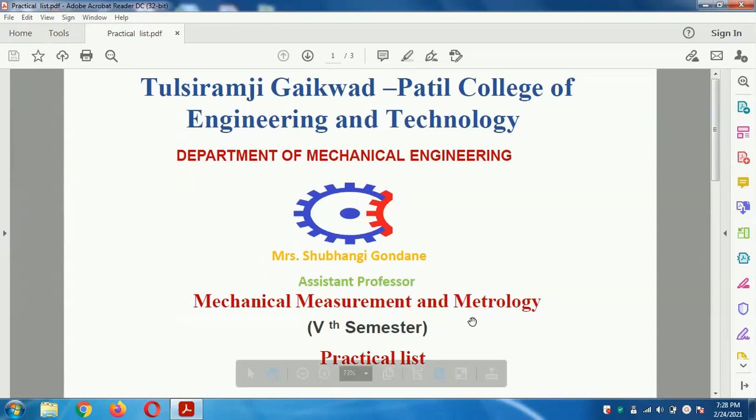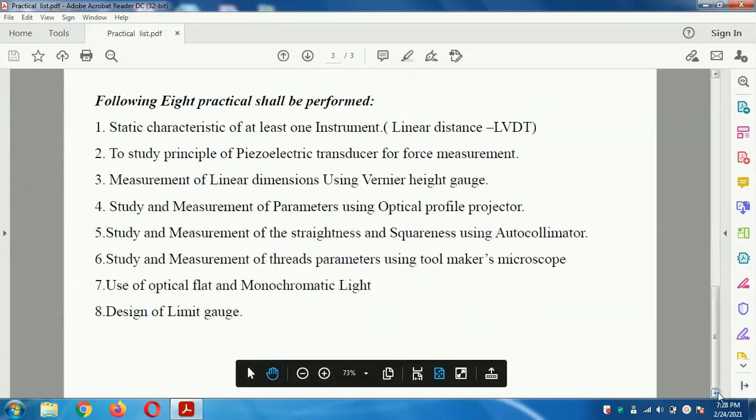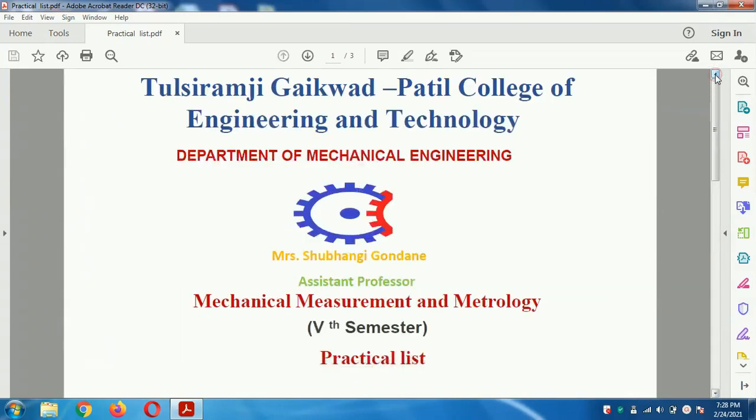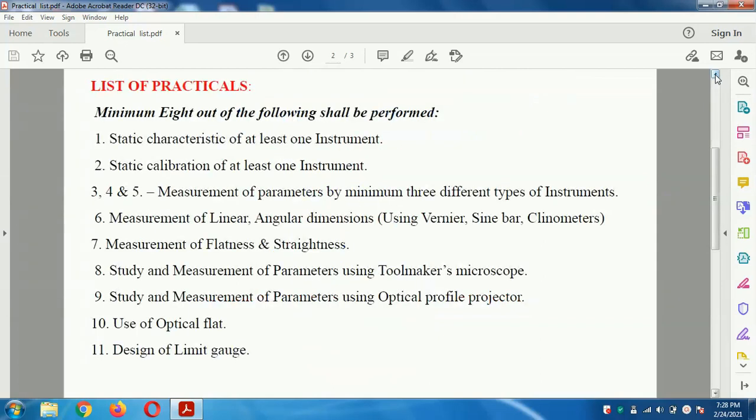Today we are going to explain the list which is given by the university related to your practical, and the list or content of the practical which is taken by the department. The list of the practical: there are 8 practicals you have to perform, but the university gives a list of 11 practicals.